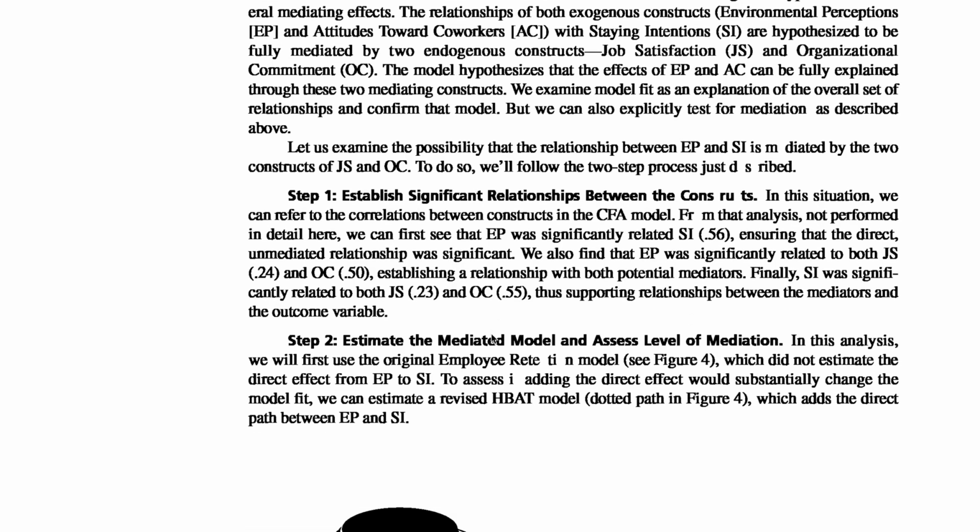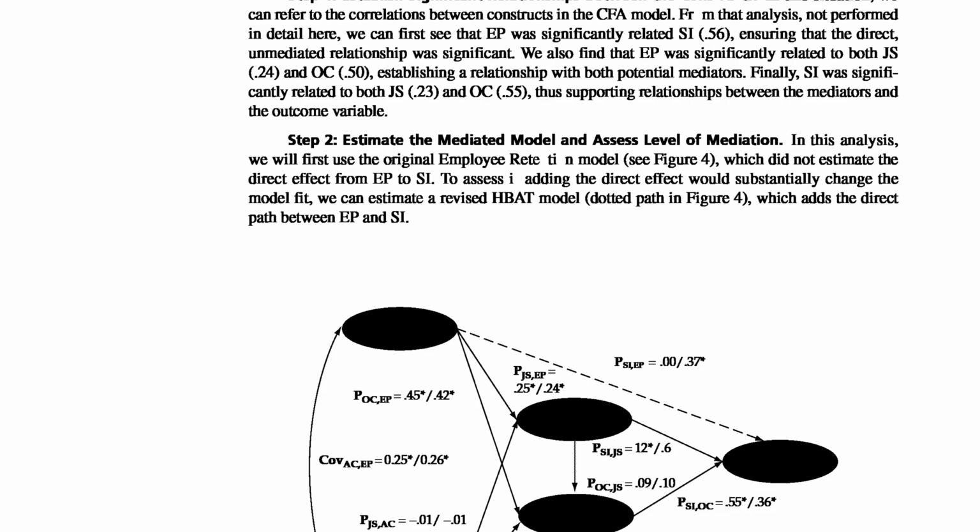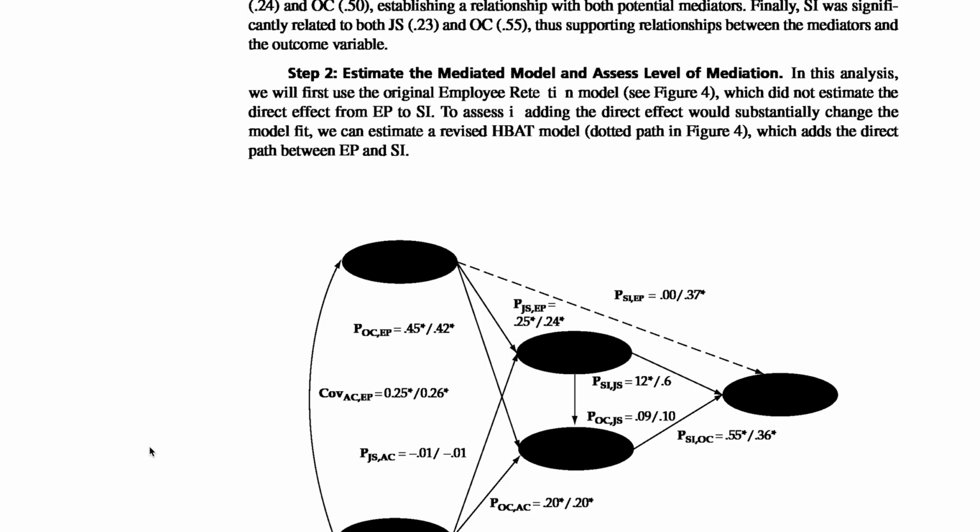Here we talk about step 2: estimate the mediated models and assess the level of mediation. In this analysis, we will first use the original employee retention model, which is described in Figure 4, which did not estimate the direct effect from EP to SI. To assess whether adding the direct effect would substantially change the model fit, we can estimate a revised HBAT model, denoted by the dashed path in Figure 4, which adds the direct path between EP and SI.